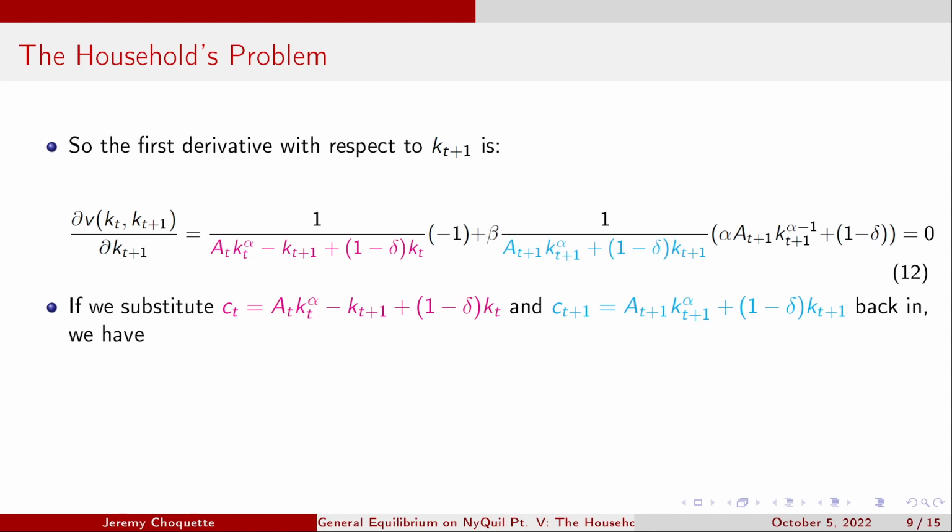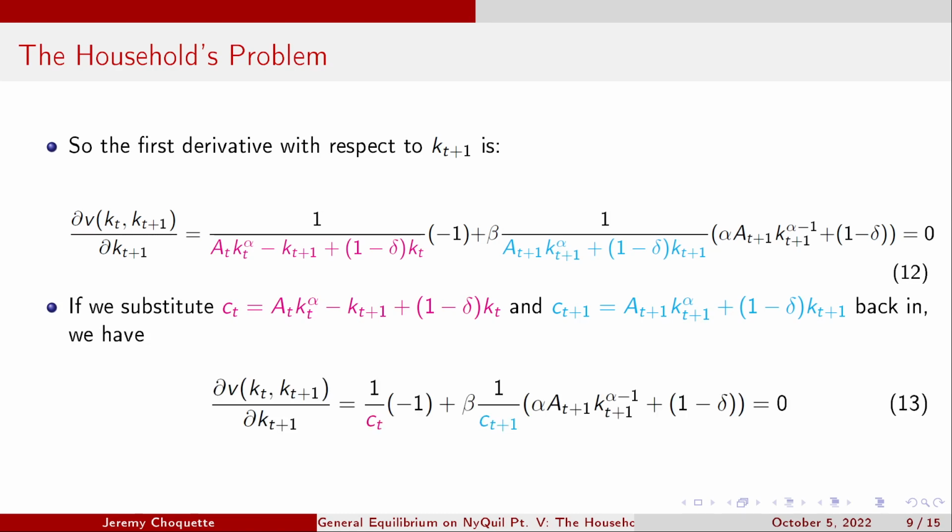So what I'm going to do is substitute CT back in for this magenta denominator and CT plus 1 in for this blue denominator. When I sub those back in, this is what I get: 1 over CT times negative 1 plus beta times 1 over CT plus 1 times the marginal product of capital less depreciation. Now, I'm maximizing this.